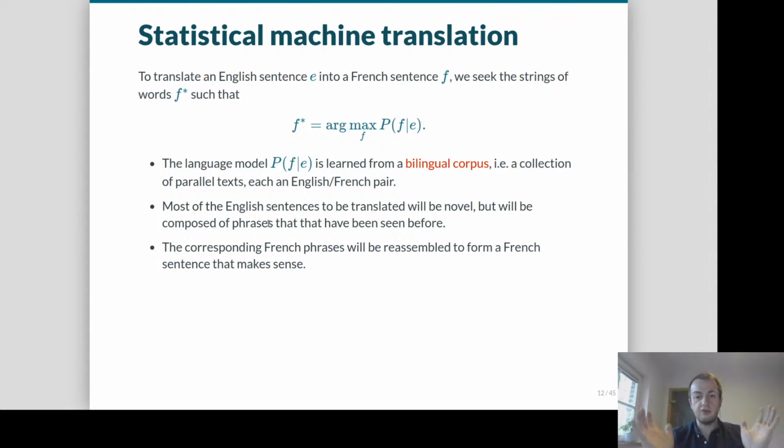So we'll basically start from English sentences, decompose them into smaller units that we'll call phrases, and then we'll try to build our statistical model at this level of the representation. And then from this, we'll be able to recompose these phrases into sentences using also a statistical model, right? So the corresponding French phrases will be reassembled to form a French sentence that would make sense.